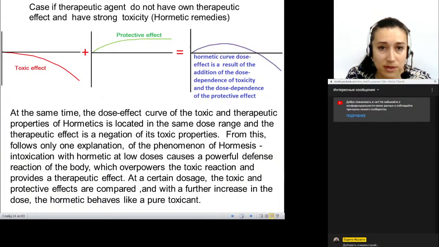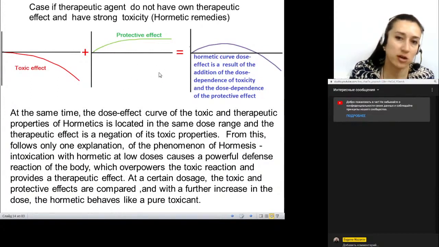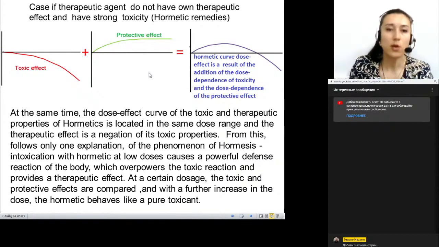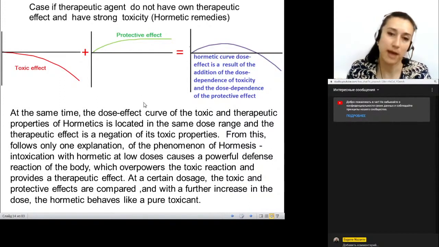At the same time, the dose-effect curves of the toxic and therapeutic properties of hormetics are located in the same dose range, and the therapeutic effect is a negation of its toxic properties. From this follows the only explanation of the phenomenon of hormesis. Intoxication with low doses of the hormetic causes a powerful defense reaction of the body, which overpowers the toxic reaction and provides a therapeutic effect. At a certain dosage, the toxic and protective effects are equal, and with a further increase in the dose, the hormetic behaves like a pure toxicant.